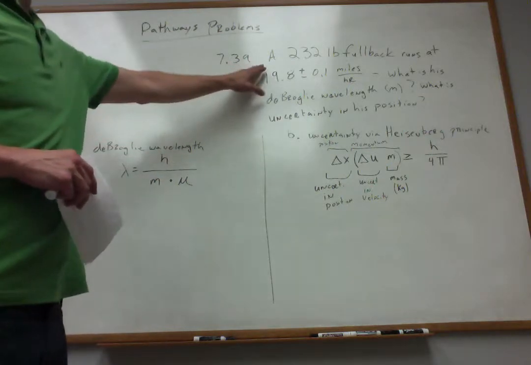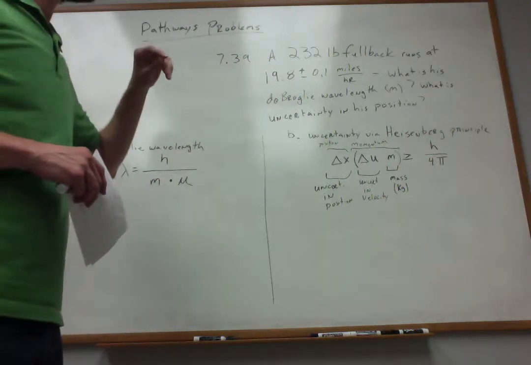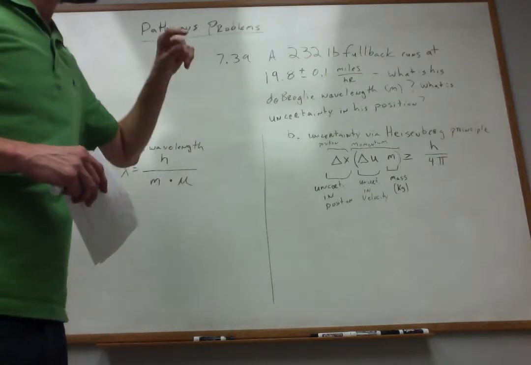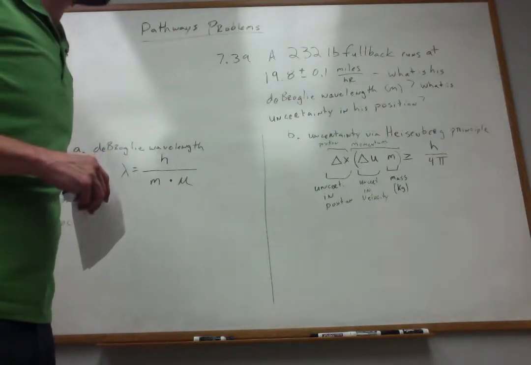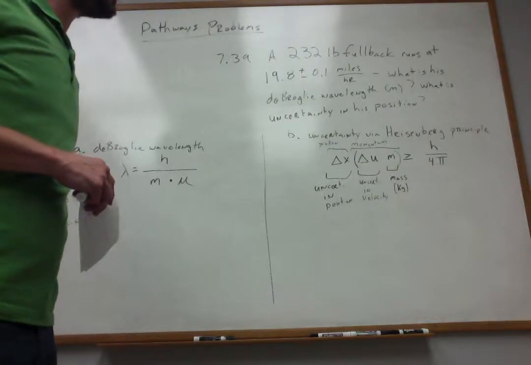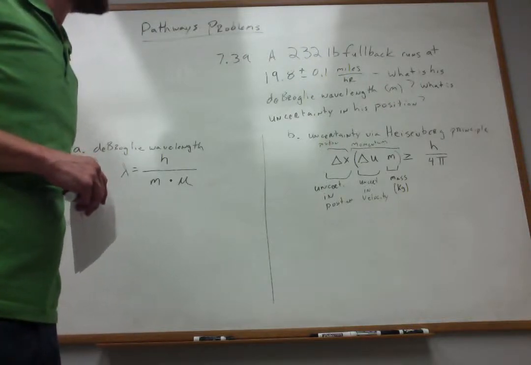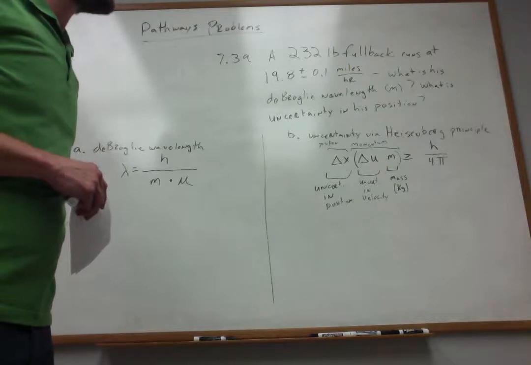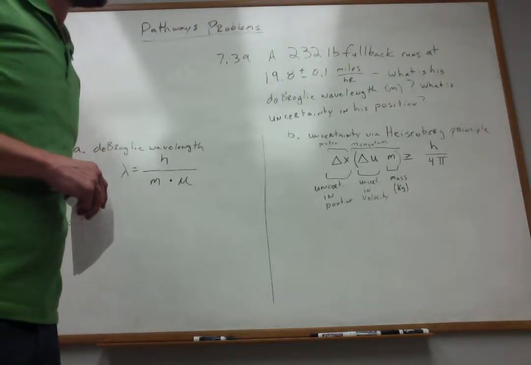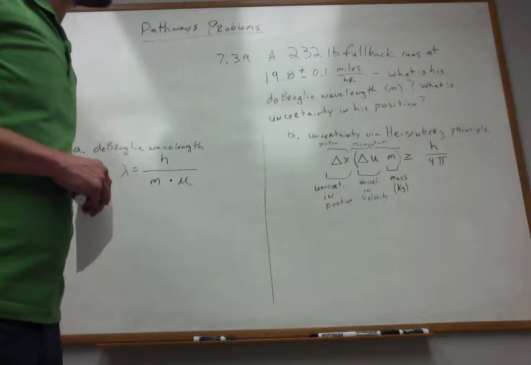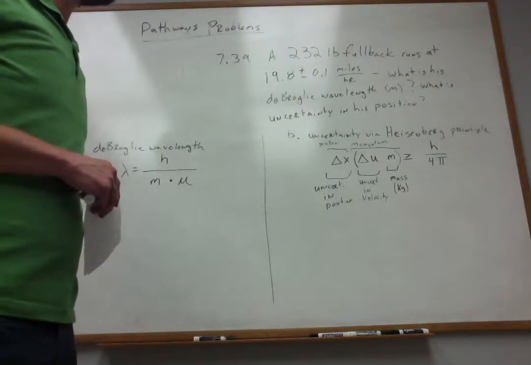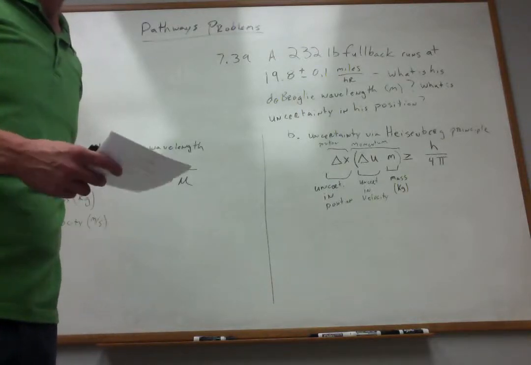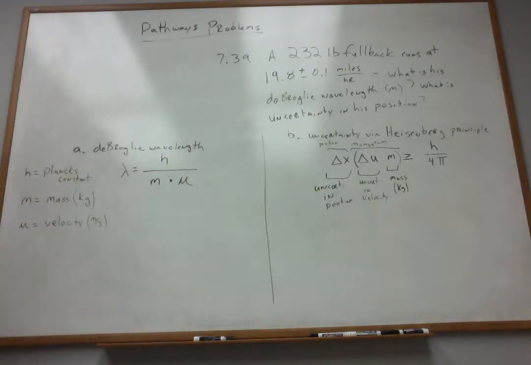Okay, 7.39 reads: there's a 232-pound fullback that's running at 19.8 plus or minus 0.1 miles per hour. We want to know what is this fullback's so-called de Broglie wavelength, and what is the uncertainty in his position. All right, this question probably reads pretty strange to you, thinking about macroscopic objects like football players in this particular case. However, at the microscopic level, these concepts play a much, much bigger role.